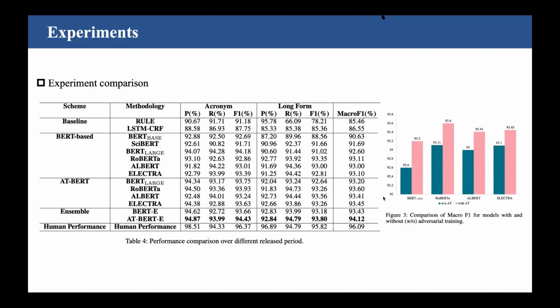From the comparison of ensemble averaging strategies, we can find that the AT-BERT ensemble model performs best. It is more advanced than the best rule-based method and the LS team CRF model, with 8.6% and 7.5% increases in macro F1 score, respectively. However, the best performance is still less effective than human performance, thereby providing many research opportunities for this task.